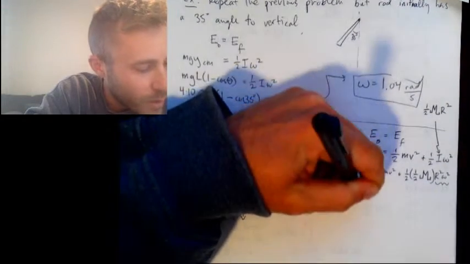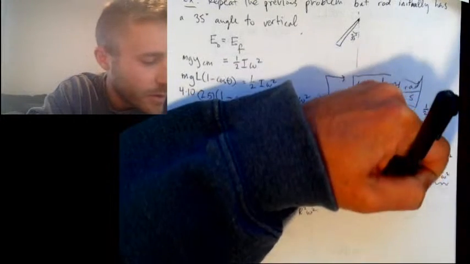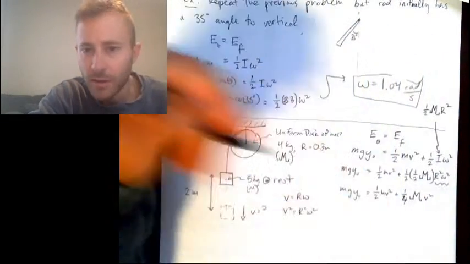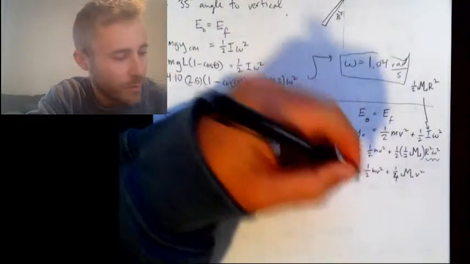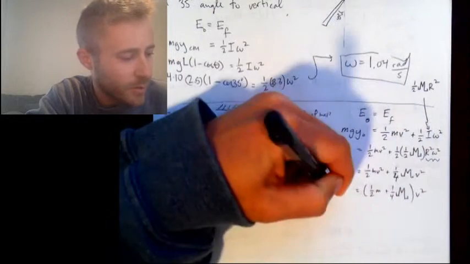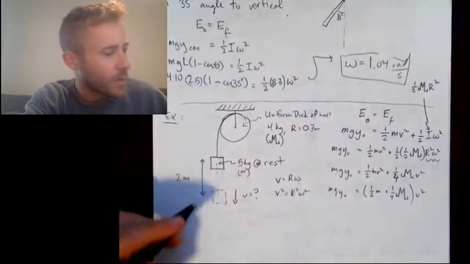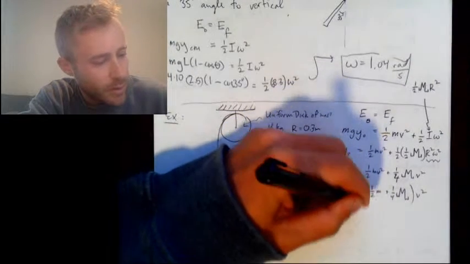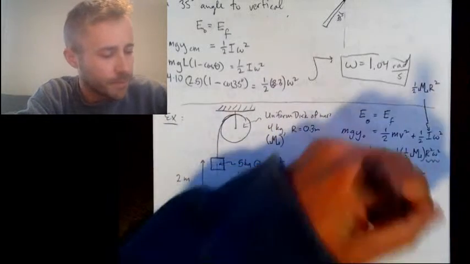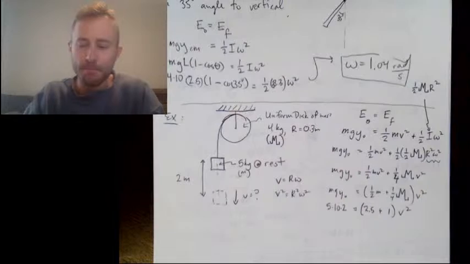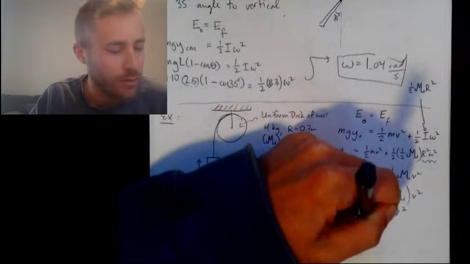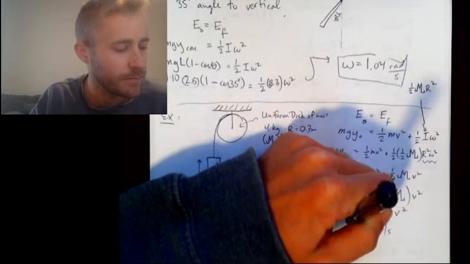So I have mgy0 equals 1/2 mv squared plus 1/4, because it's 1/2 times 1/2 big M v squared. Then I can collect like terms, factor out the v squared from both of them. So I have 1/2 little m plus 1/4 big M times v squared, equals mgy0. Now I can plug in numbers. 5 times 10 times 2. 1/2 of that is 2.5. 1/4 of that is 1. There, we can solve the problem. We get that the final speed is 5.3 meters per second. All right.